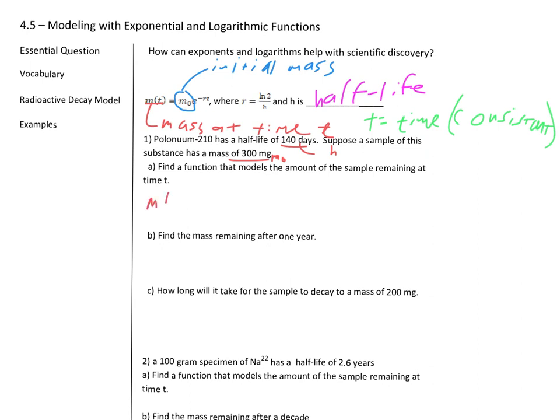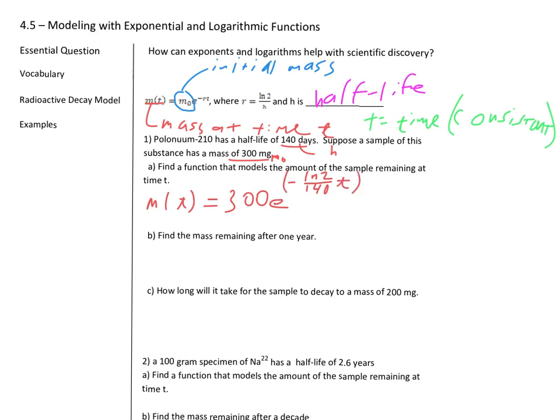So I'm going to say m of t, and this first question is just asking for the formula, equals our initial mass we know is 300, so it's going to take over for the m sub 0. Remember, E is going to stay there. It's not a variable, it's a constant. And then the negative, and I'm going to just put here ln 2 divided by the half-life, which is 140, times t. And I'll put that up there in the exponent.